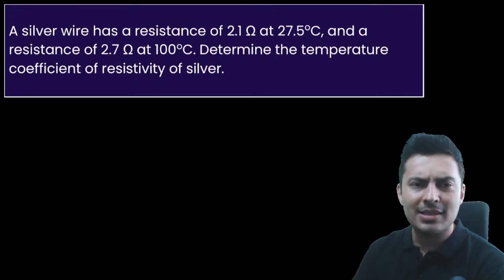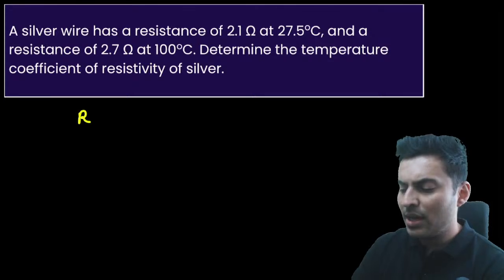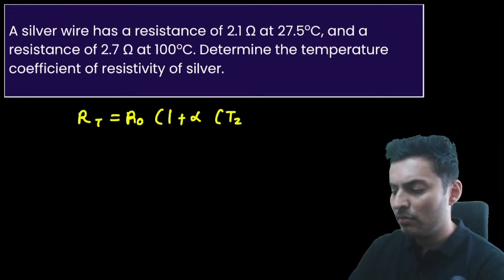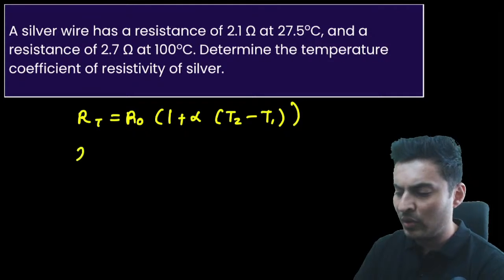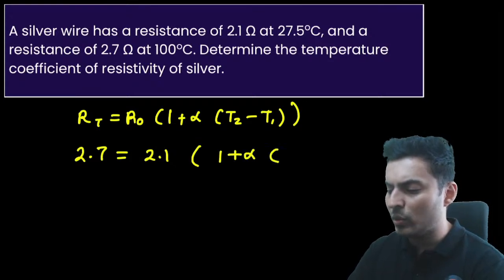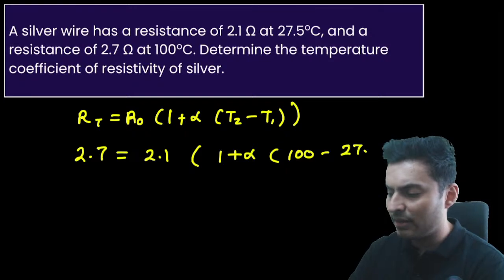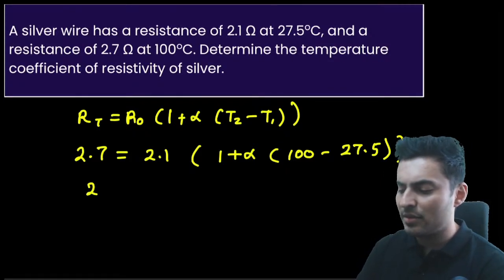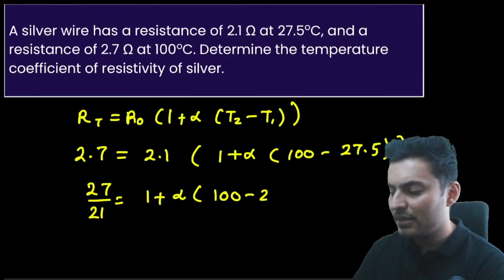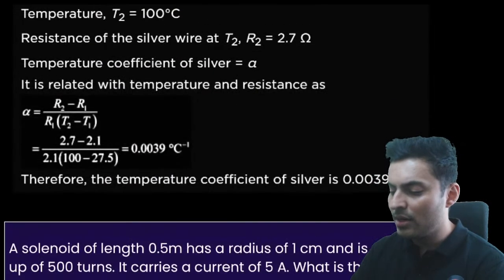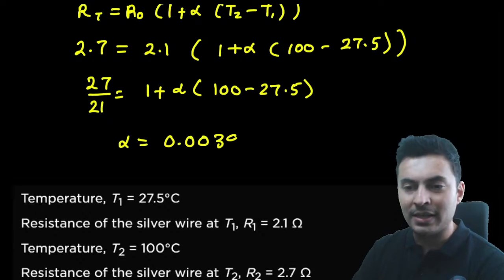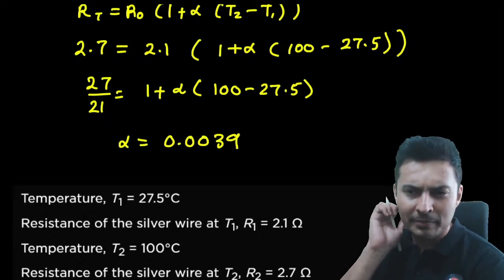So the silver wire has a resistance of this much. You will use the formula: resistance at any temperature is R naught into 1 plus alpha into T2 minus T1. That's all you need to do. Resistance at 100 degrees Celsius is 2.7 ohm. Initial resistance is 2.1 ohm. T2 is 100, minus T1, which is 27.5. So 2.7 by 2.1 will be 1 plus alpha into (100 minus 27.5). Solving this, you will get the value of alpha. The value of alpha comes out to be 0.0039. Got it?